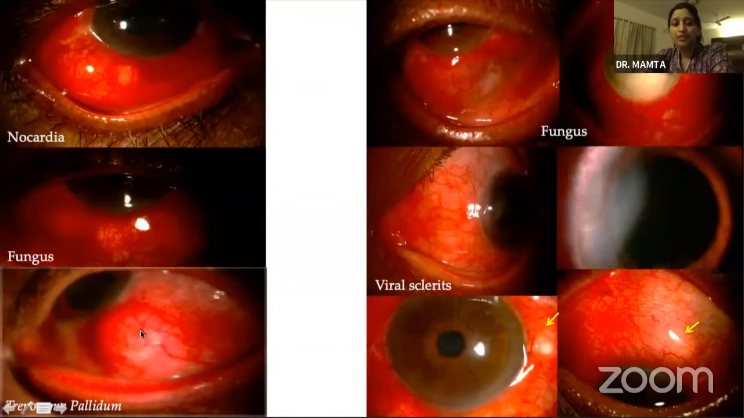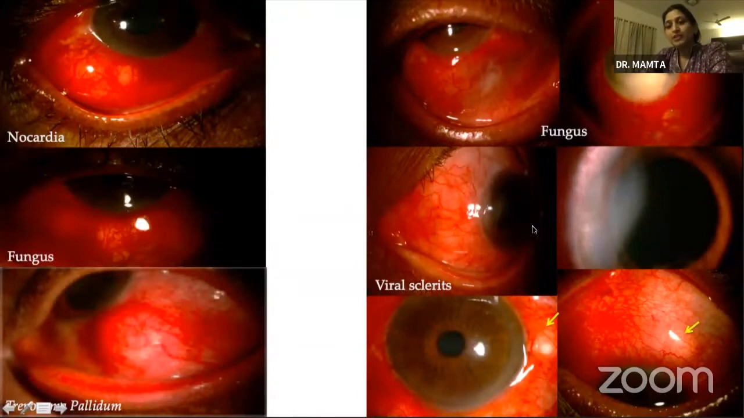But interestingly, this is a patient which was published by Dr. Biswas' group, and this was a syphilis nodule, which was initially treated only with steroids, but the patient responded beautifully with antisyphilitic treatment. And then on the right side, we see different pictures, which are again fungal scleritis. And this is an interesting case. What we see here is a viral scleritis.